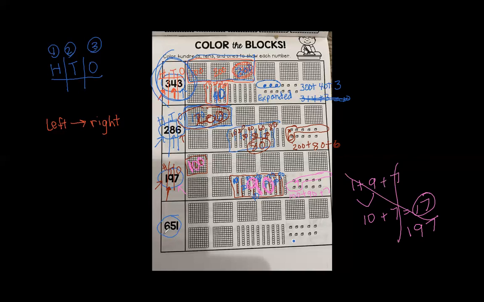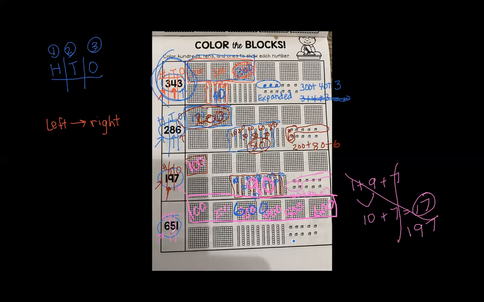The next number I have is 651. You can see that I have 6 in the hundreds place, 5 in the tens place, and 1 in the ones place. I have 6 groups of 100. 100, 200, let me get a finger marker, 300, 400, 500, 600. So the value of the hundreds place has a value of 600.